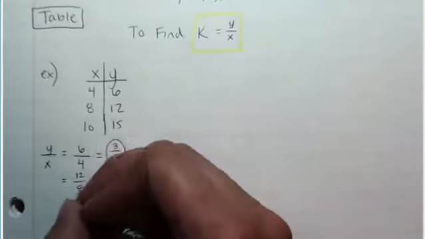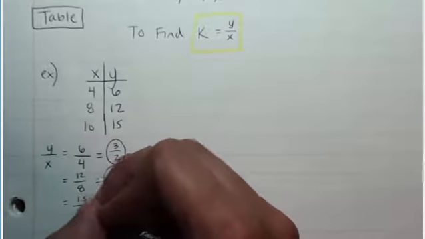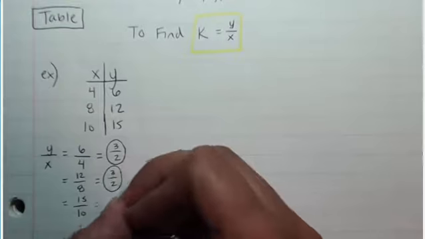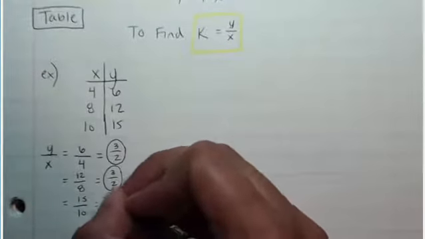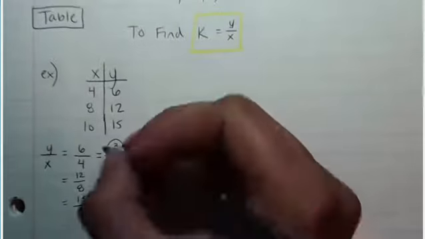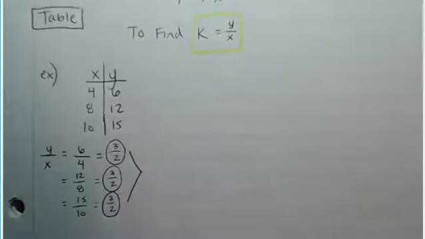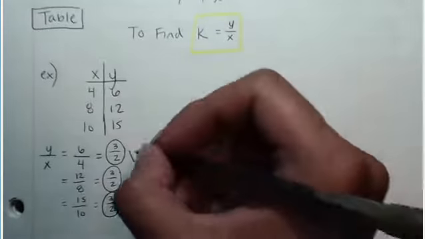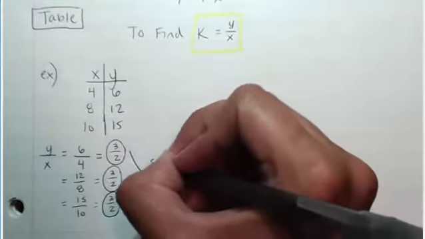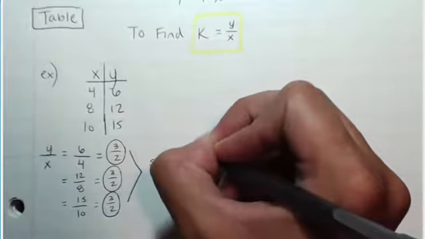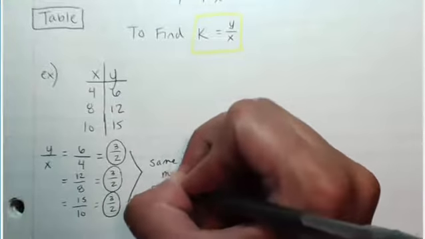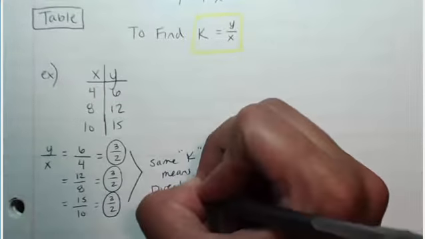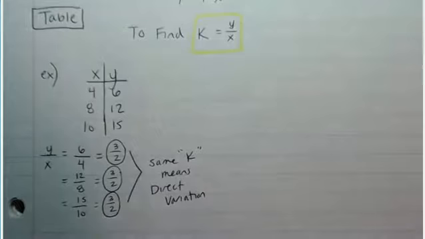Let me check the last point, though. 15 over 10. Y over x, those are both divisible by 5, 3 over 2. And what that's telling me is, since the k is all the same, this means this is a direct variation. So the same k means it's a direct variation. And that's from a table.